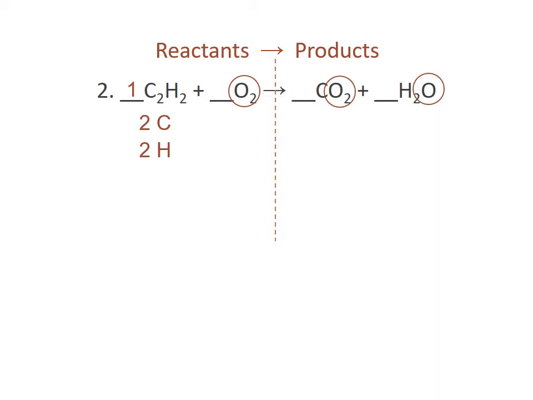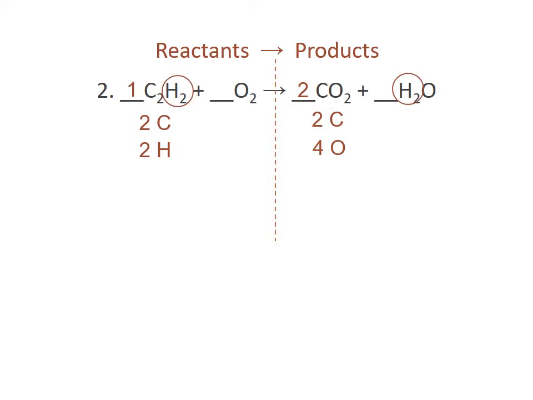I could start with hydrogen because it's only located in 2 different spots, once on the reactant side, once on the product side, or I could start with the carbon, and that is what I'm going to do, start with carbon. So I've got 2 C's on the reactant side, I'm going to need then 2 C's on the product side, and to get 2 C's out of CO2, I will need 2 carbon dioxides. That gives me 2 carbons and 4 oxygen.